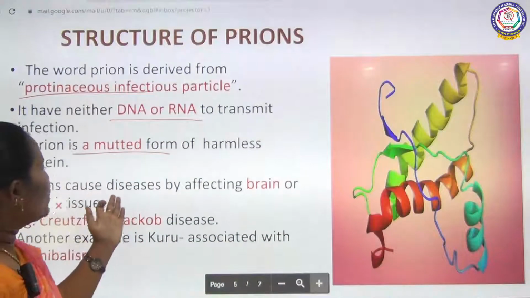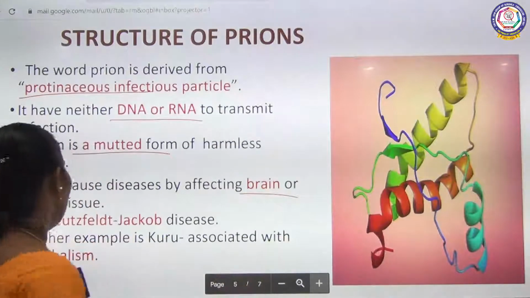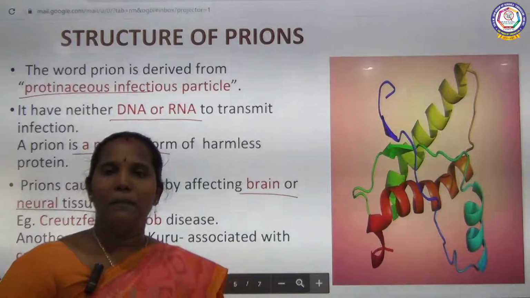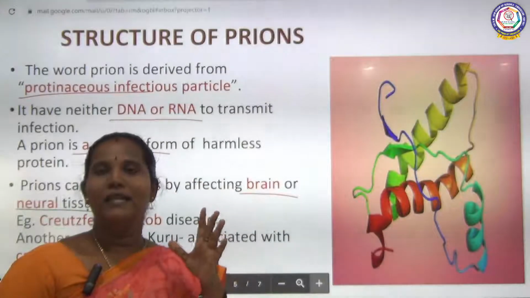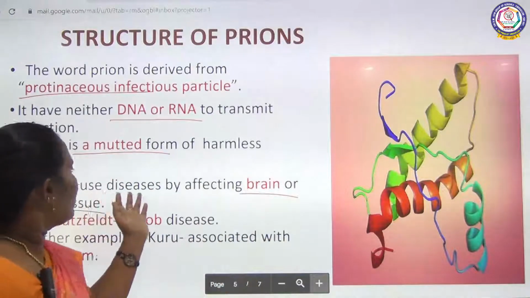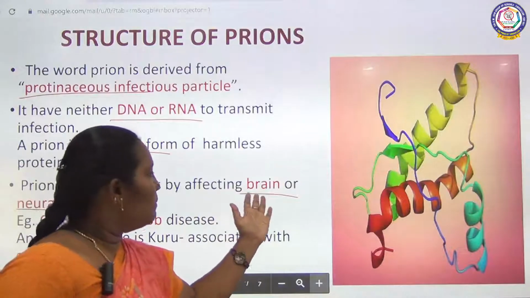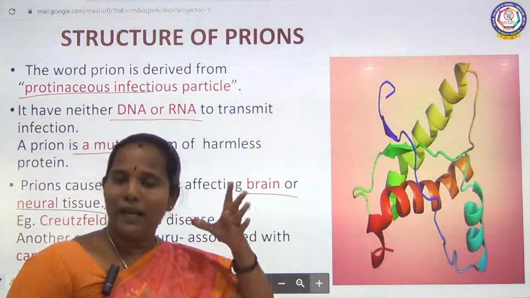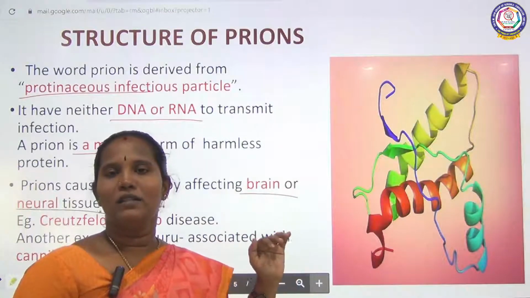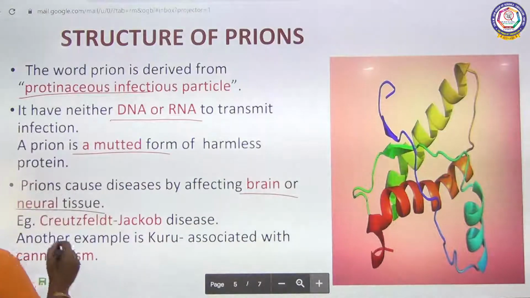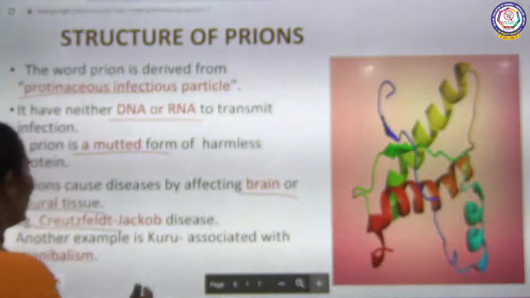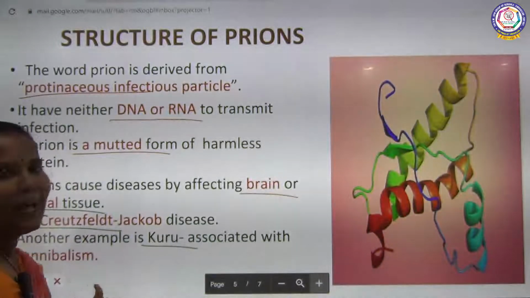Then prions cause diseases by affecting the brain and neural tissues. We know that the brain is part of the central nervous system. So prions cause neural diseases. Examples of neural diseases are Creutzfeldt-Jakob disease, and another one is Kuru, which is associated with cannibalism.